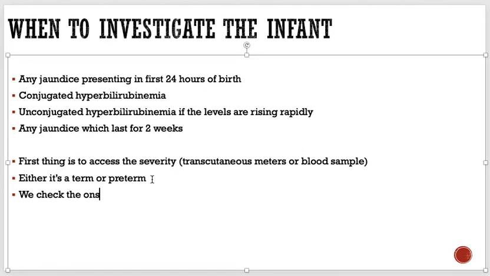the onset. If it's in the first 24 hours, of course, it is always pathological. The most common causes, think about hemolytic disease, for example. Take the blood of the baby, just check the blood group of the mother, the father, and the baby. It will guide you, either it's ABO incompatibility or RH incompatibility. So in the first 24 hours, we check the onset.